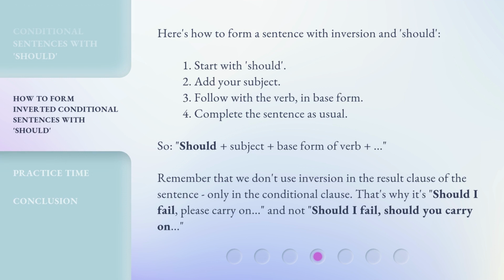Here's how to form a sentence with inversion and should. 1. Start with should. 2. Add your subject. 3. Follow with the verb in base form. 4. Complete the sentence as usual. So, should plus subject plus base form of verb plus the rest. Remember that we don't use inversion in the result clause of the sentence, only in the conditional clause. That's why it's, should I fail, please carry on, and not, should I fail, should you carry on.